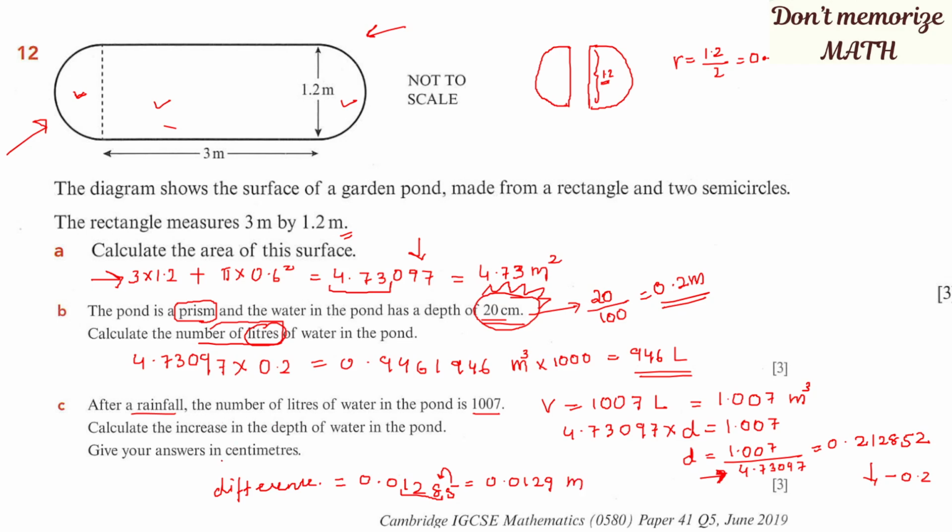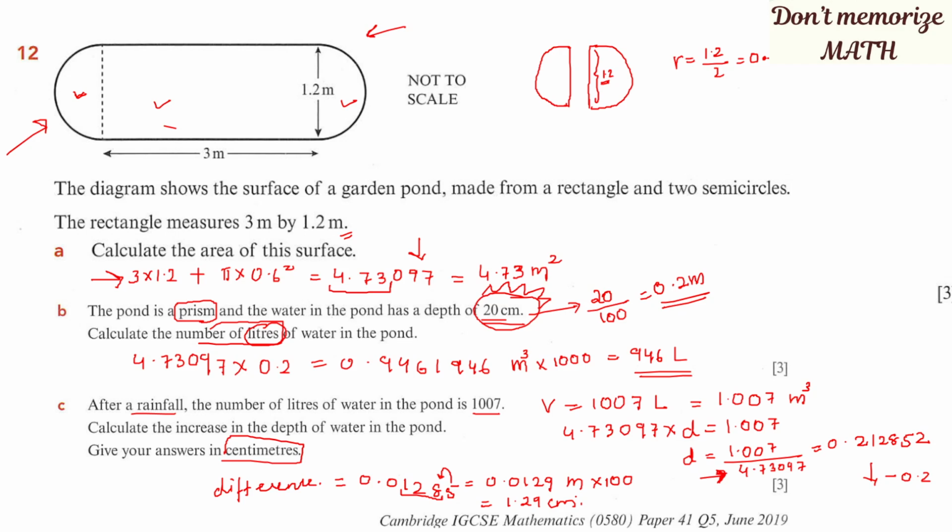We need it in centimeter, right? So you can multiply by 100 to change it to centimeter. So you'll get 1.29 centimeter. Okay, 1.29 centimeter. So after rainfall, there is an increase of 1.29 centimeter in the depth of the water. I hope this part is clear for you.